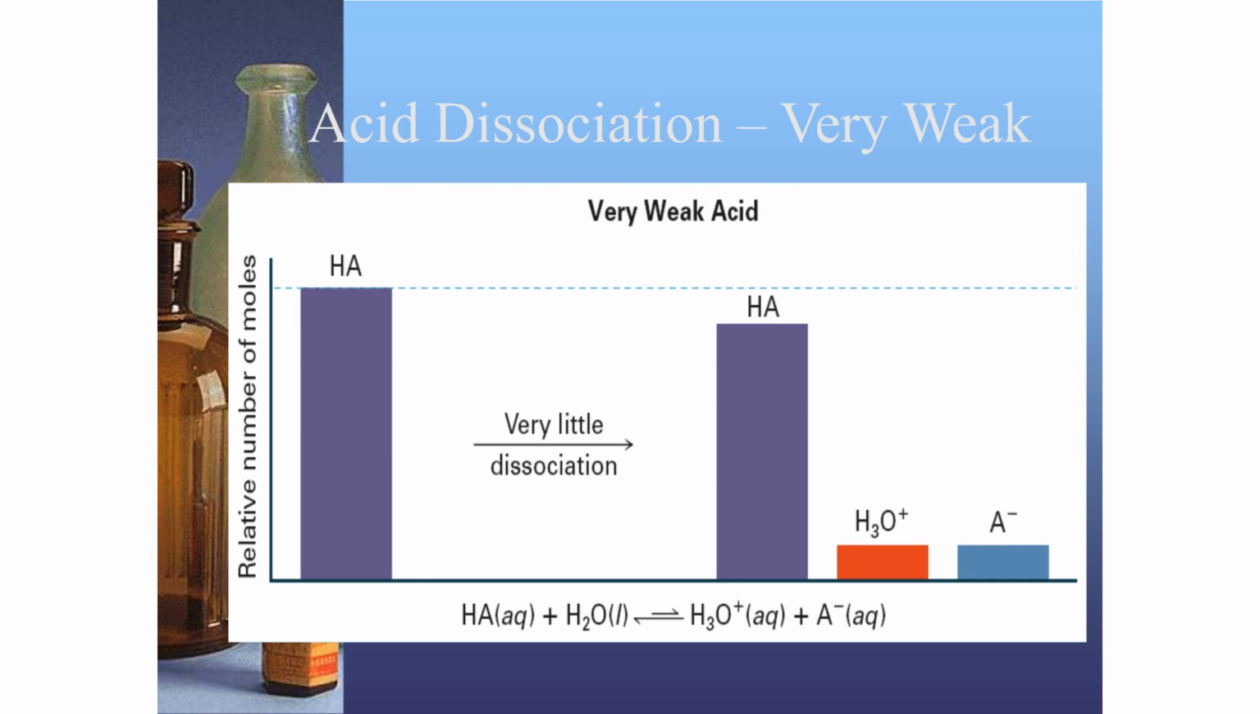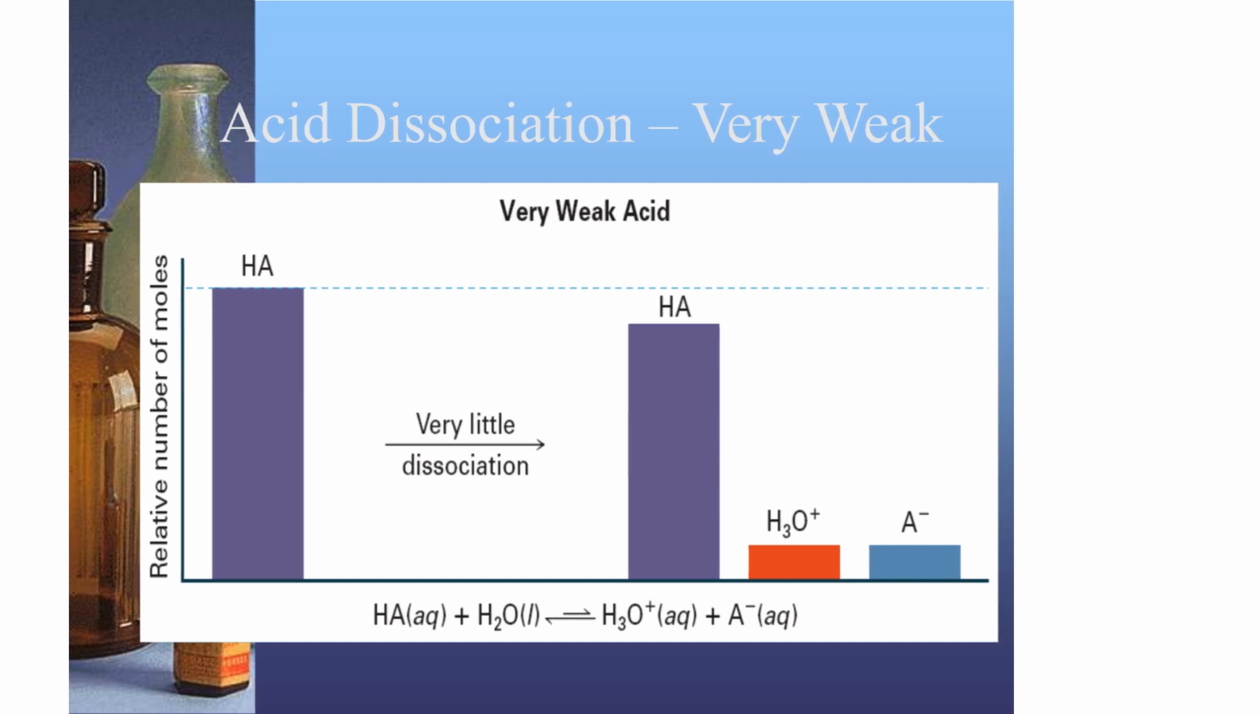Almost all of the HA molecules remain together with only a tiny fraction ionizing. The equation is shown with a single arrow indicating the reaction heavily favors the reactants. HA(aq) plus H2O(l) yields a very small amount of H3O+(aq) and A-(aq).